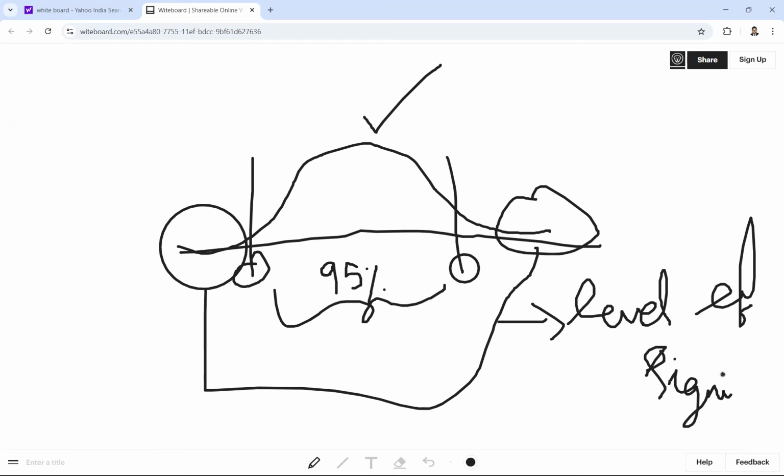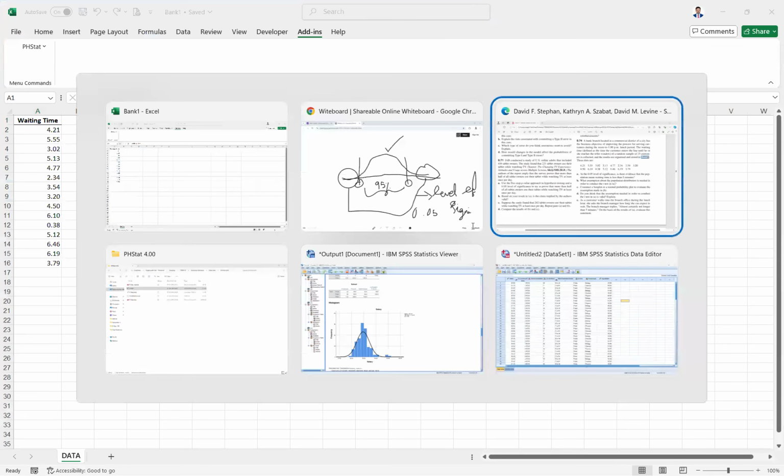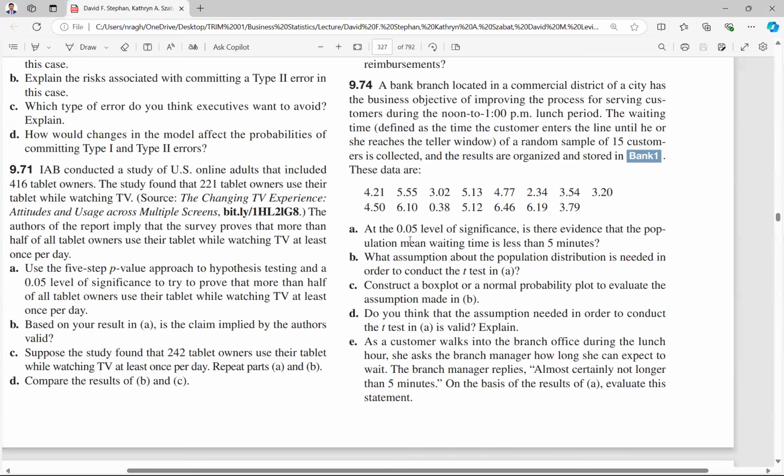Fine. Now that is given as 0.05. Indirectly, what are they saying? Confidence interval is 95%. That's all, isn't it? In the question they are saying level of significance is 0.05.